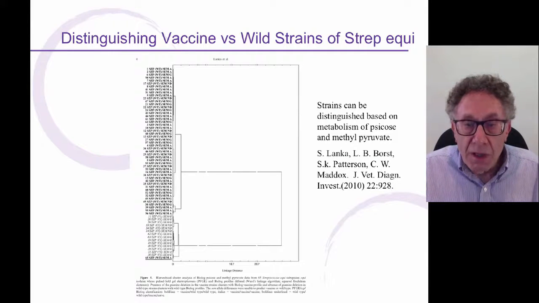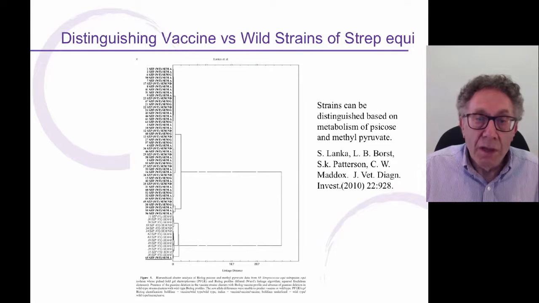And here another nice example from Carol Maddox's group at University of Illinois. This is a veterinary example where they were able to distinguish a vaccine strain from pathogenic wild strains of Strep equi based on their metabolism of two carbon sources, psicose and methylpyruvate.